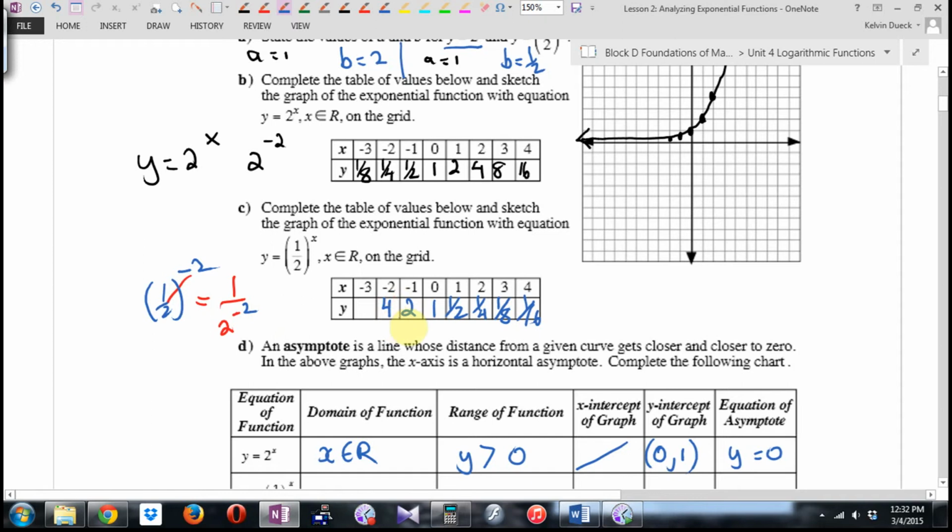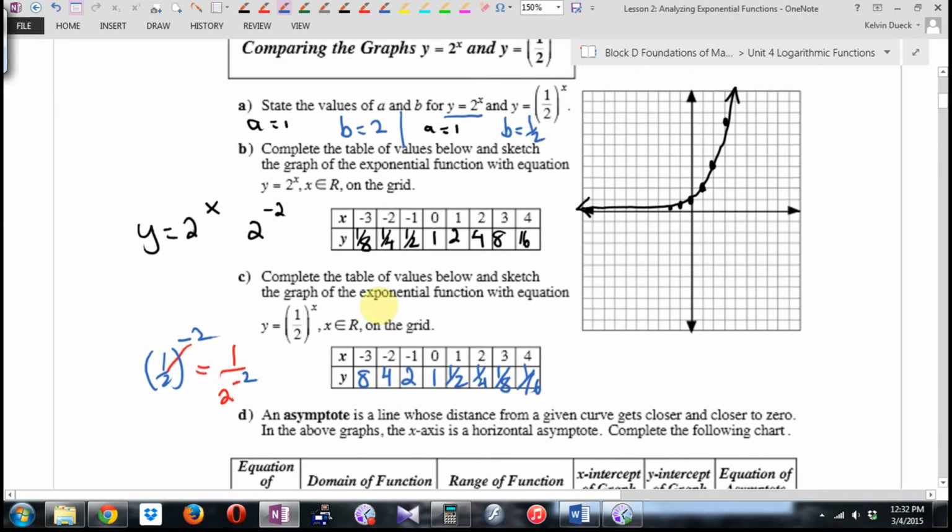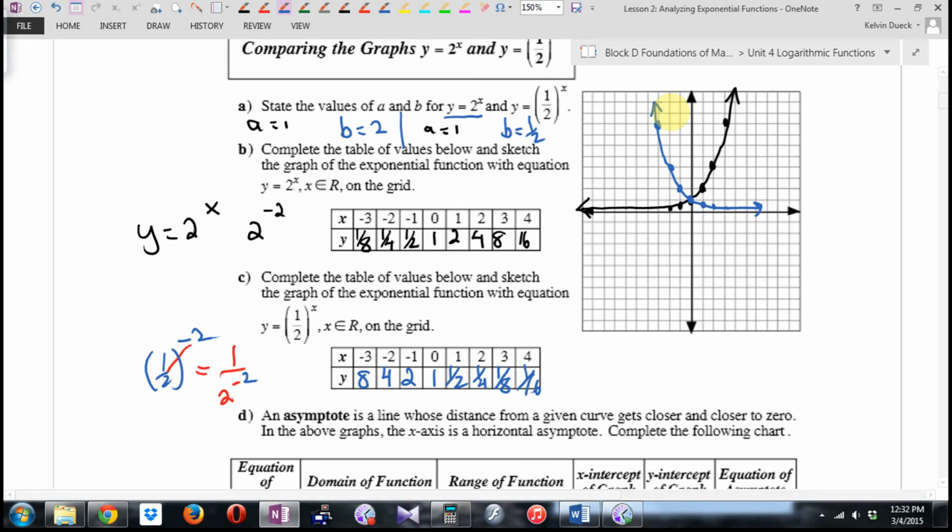4. Spot the pattern. What's the next number if I keep moving to the left? 8. So this graph, I'll do it in blue, is going to go through -3, 8, -2, 4, -1, 2, 0, 1, 1, 1/2. Are you seeing? It is exactly symmetrical, like I said. It's kind of a funky graph, but it's got some nice properties. Is that okay, Rach? Thumbs up.